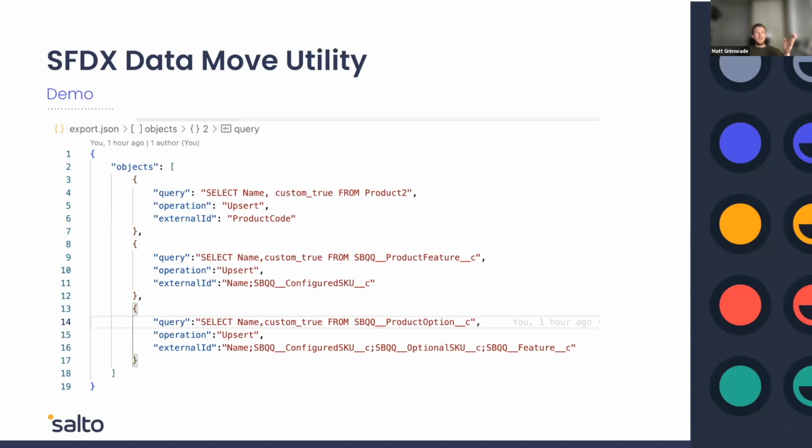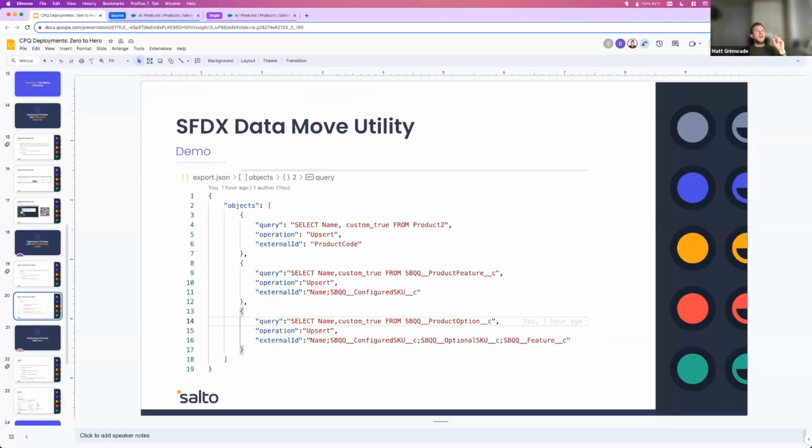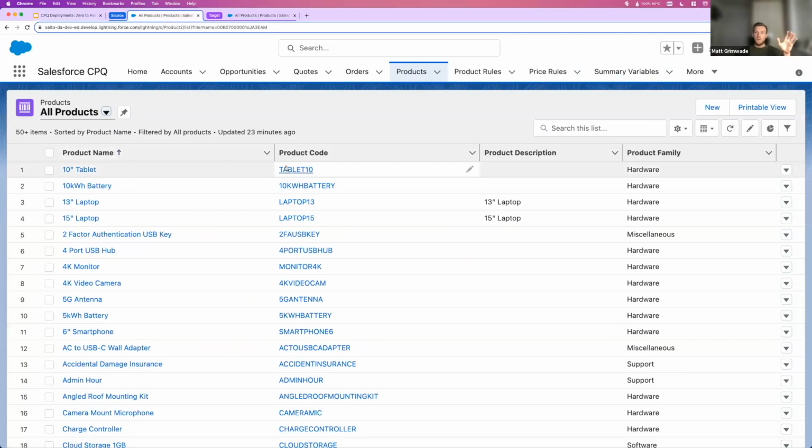I'll jump into a demo and show you how it works and how we configure that, and talk you through the scenario that we've got set up here. I've got two orgs open up here. In blue at the top, hopefully you can see that I've got my source org. This source org has some of my CPQ data in it, so we can see we've got a list of products.